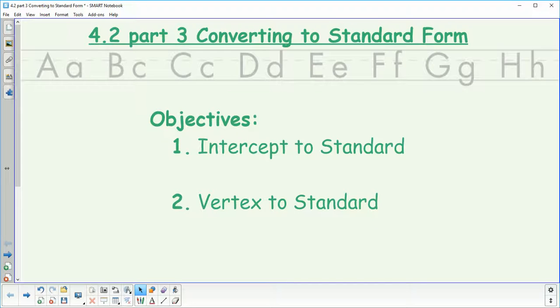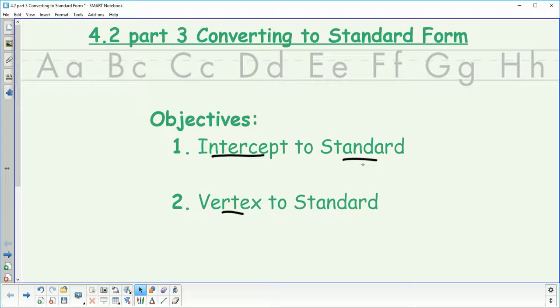Alright, Common Core Algebra 2. So here we are for 4.2 Part 3. Now the first two parts on 4.2 were about graphing, and we looked at two forms when we graphed, intercept and vertex. And then in 4.1 we looked at standard form and how to graph that. Well, 4.2 is just going to talk about how to convert between the two forms.